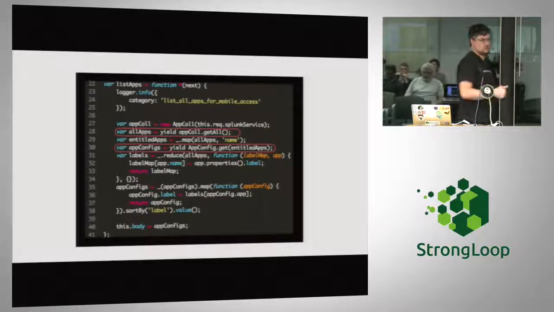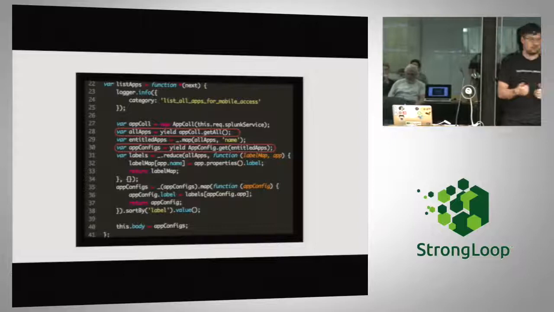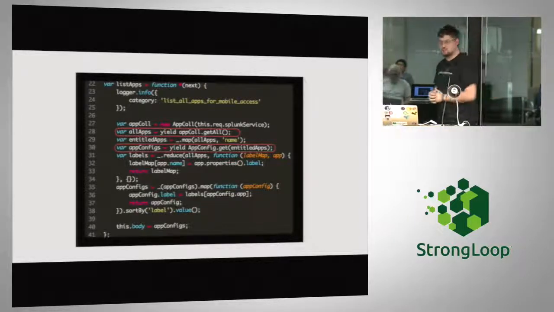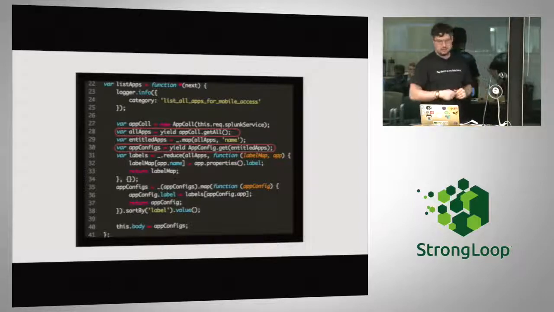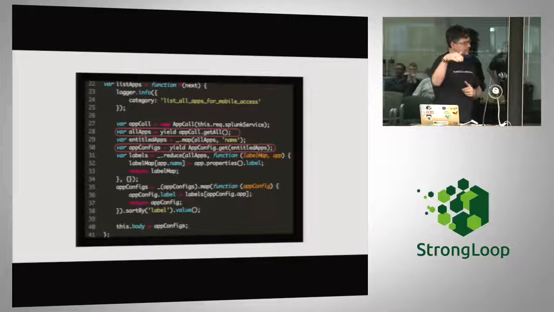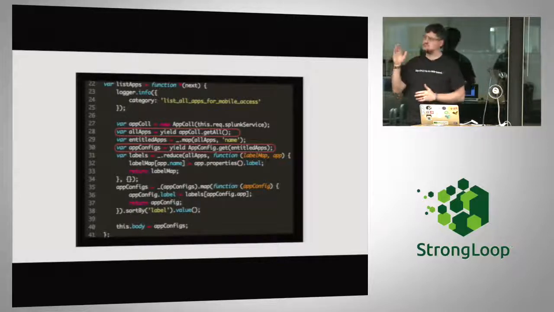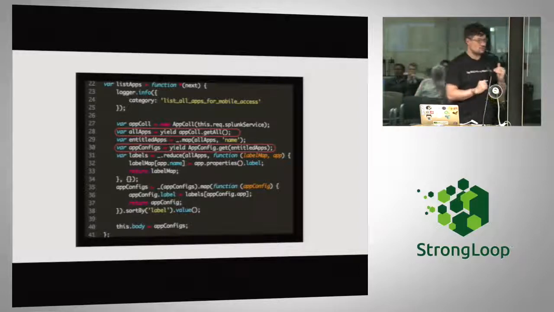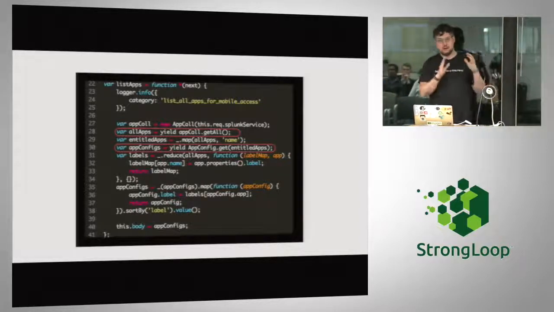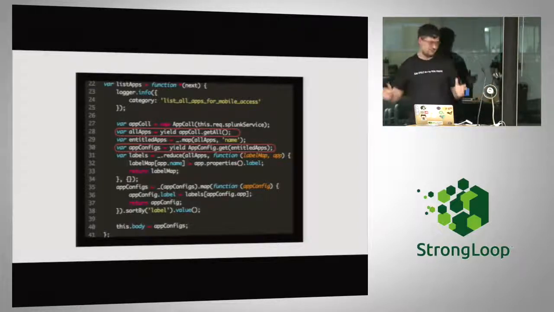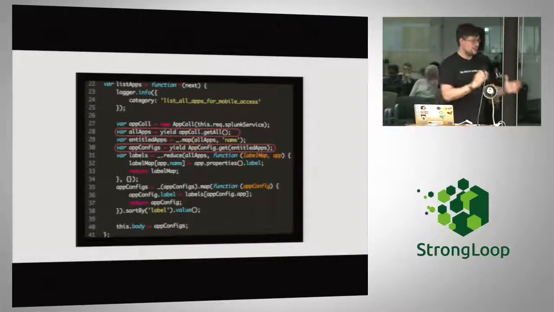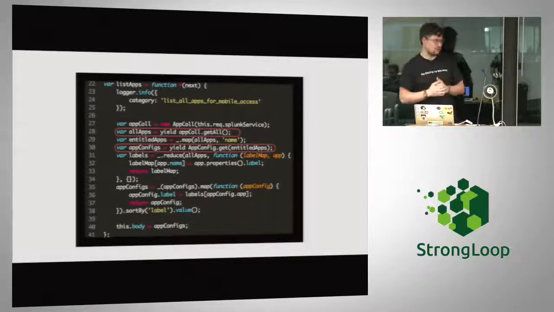The yield keyword is part of ES6. It's part of generators. What this yield keyword is basically going to do is not continue to the next line, var entitleApps, until getAll completes. But getAll will still complete in non-blocking fashion. So it's sequential, but it is still non-blocking. And this is a key aspect. This is one of the things that a lot of Node developers are really excited about in ES6, the fact that these things called generators are coming.